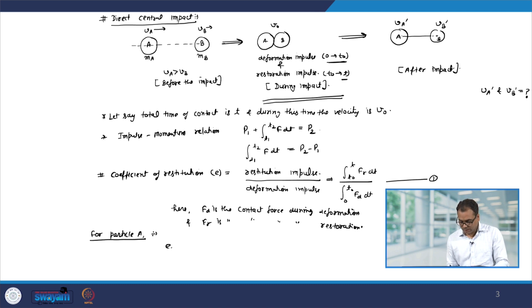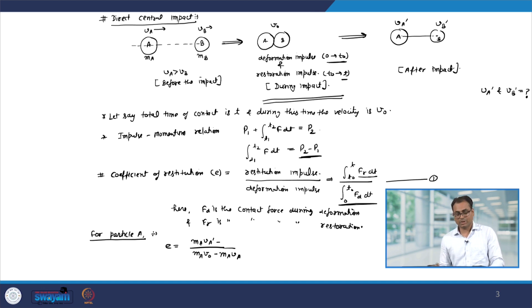So, for particle A, E will be, let us first look at this term, 0 to t0 F_d dt. F_d dt will be P2 minus P1. So, P2 will be the momentum after the deformation, m_A V_0 minus P1, which is the initial momentum, m_A V_A. And F_r dt will be again P2 minus P1, wherein P2 will be the momentum after the restoration has happened, that is m_A V_A' minus P1, which is the initial momentum before the restoration, so it is m_A V_0. From here m_A will get cancelled and we get E equal to (V_A' minus V_0) over (V_0 minus V_A). Let us call it equation number A.